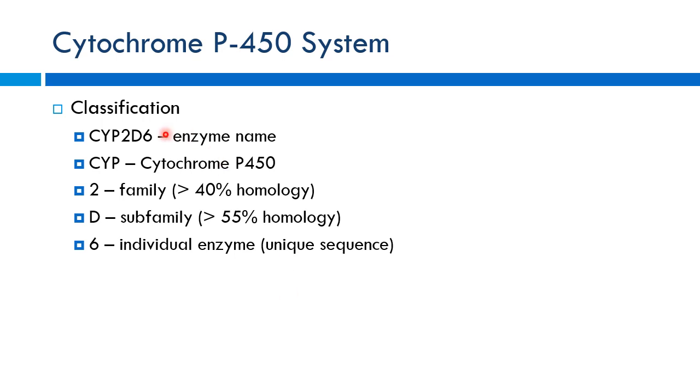So for instance, looking at CYP2D6, CYP2D6 is the entire enzyme name. CYP is just referring to the fact that it's a cytochrome P450 enzyme, right? 2 is the family of it, showing how much homology it has with other 2 enzymes, right? D is the subfamily, and then finally 6 is the actual individual enzyme itself, right?